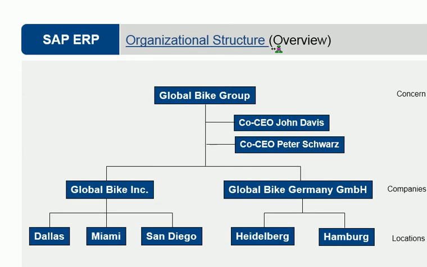So here is, again, an organizational structure. You see the two CEOs, and you have a branch of Global Bike in the US with divisions in Dallas, Miami, and San Diego. And we also have a branch in Germany, but with only two divisions, Hamburg and Heidelberg.